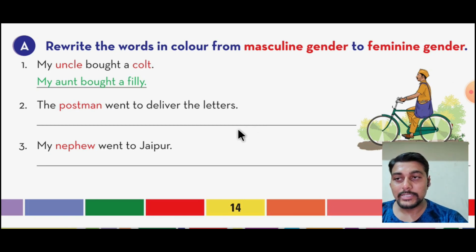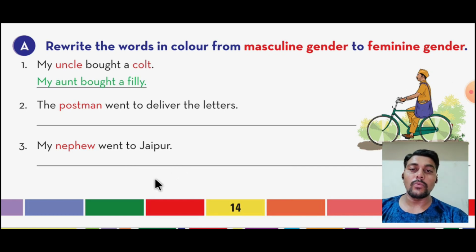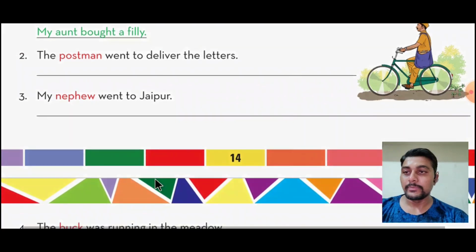Understood? The third one is, my nephew went to Jaipur. Here we have to change nephew from masculine gender to feminine gender, and nephew's feminine gender is niece, N-E-I-C-E. My niece went to Jaipur. Simple answers. We have to just change that one word, one noun.